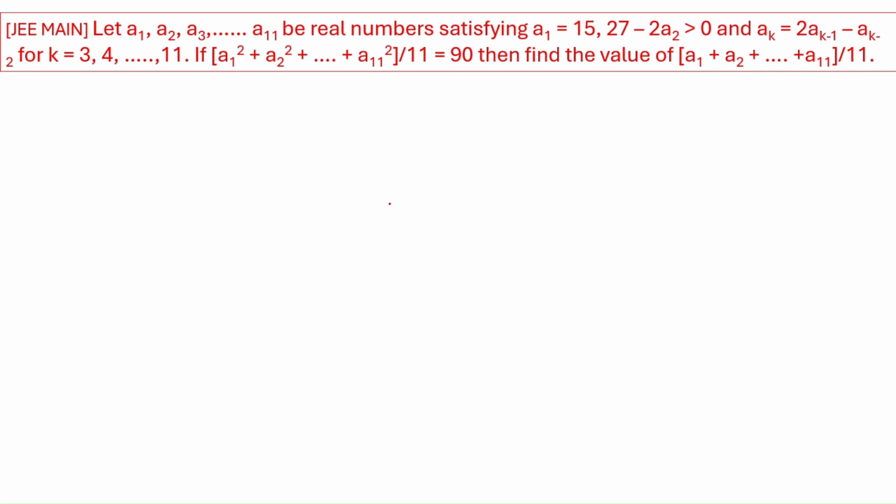Let a1 to a11 be real numbers satisfying a1 equal to 15, 27 minus 2a2 is greater than 0, and 2ak equal to 2ak minus 1 minus ak minus 2, for k equal to 3 to 11. And another thing given is, if a1 square plus a2 square up to a11 square divided by 11 equal to 90, then find the value of this one.